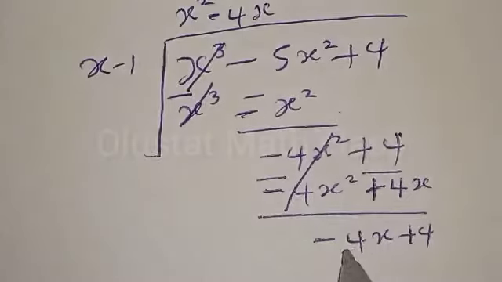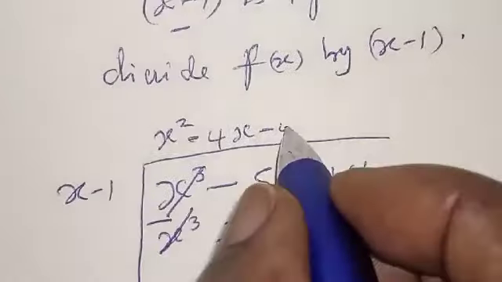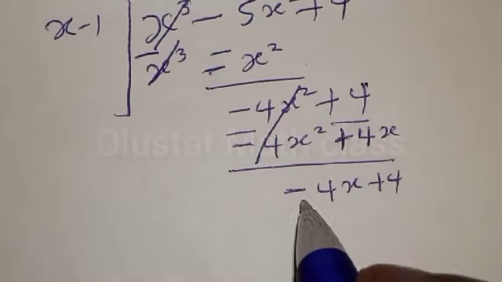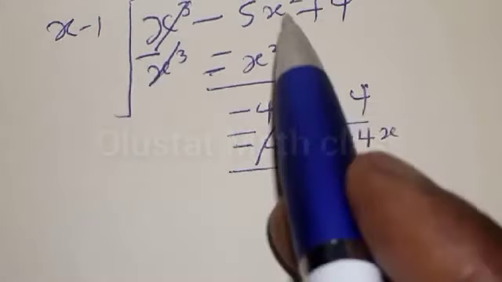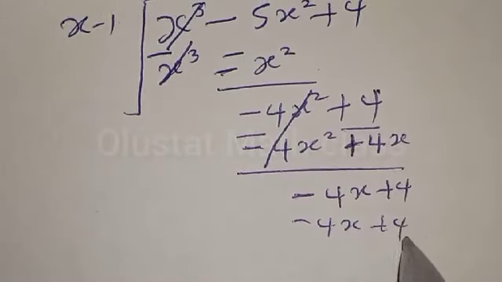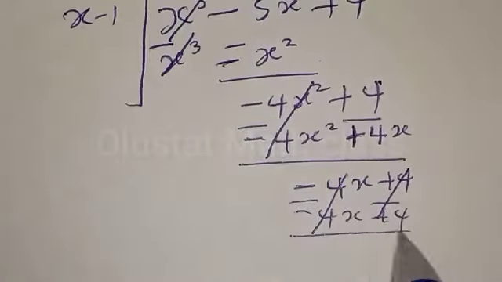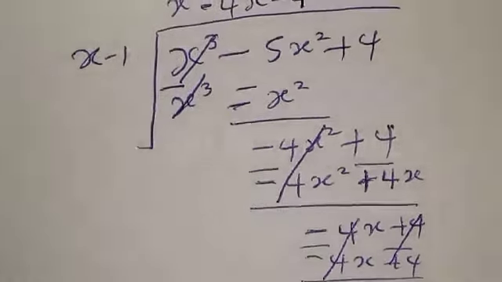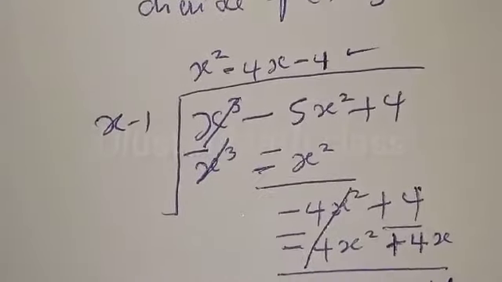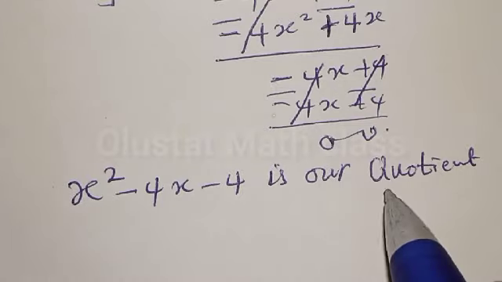Now, x goes in minus 4x, that will be what? Minus 4. Then minus 4 times x, we have minus 4x, then minus 4 times minus 1, that will be plus 4. Now let's multiply all through by negative again. This one will cancel this, and this one will cancel this. We have 0 and 0. Therefore, our quotient becomes x squared minus 4x minus 4. So that is our quotient.